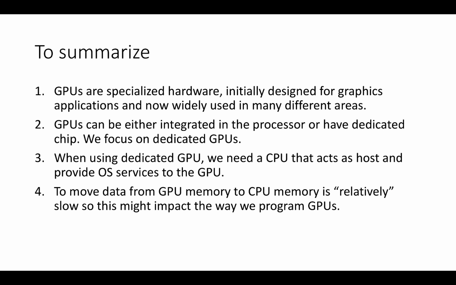So, in summary, in this lecture, I focused on 4 main points. First, I have emphasized that GPUs are specialized hardware initially designed for graphics applications and now widely used in many different areas. Second, GPUs can be either integrated in the processor or have a dedicated chip. In this course, we focus on dedicated GPUs. Third, when using dedicated GPUs, we need a CPU that acts as a host and provides OS services to the GPU. Fourth, moving data from GPU memory to CPU memory is relatively slow.